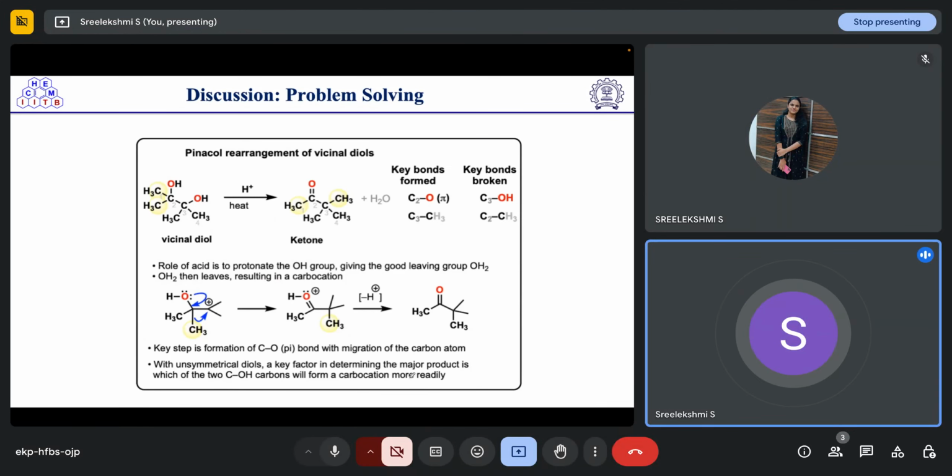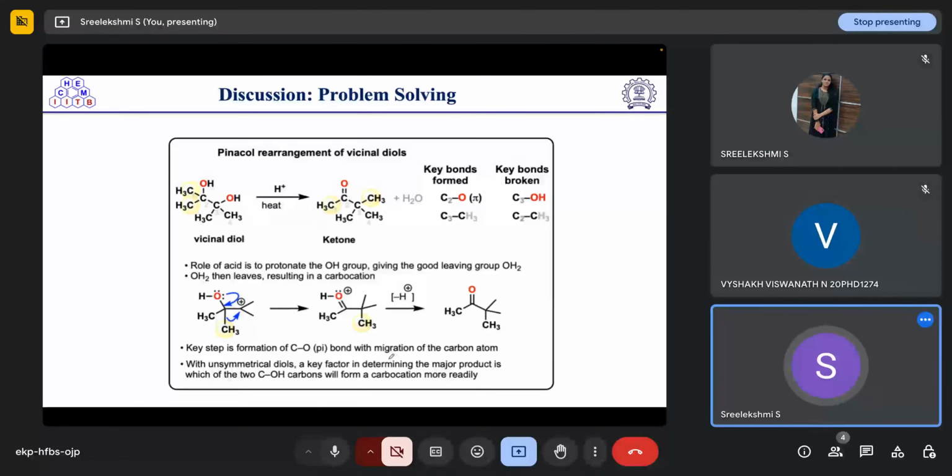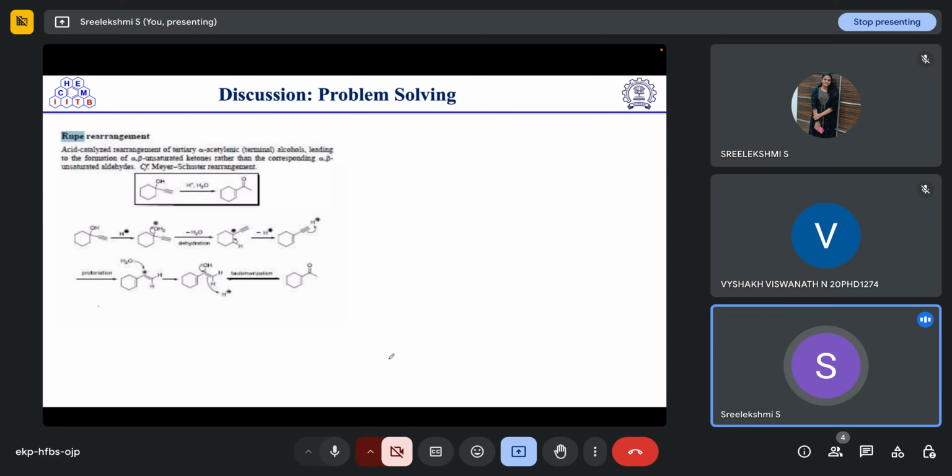Okay, so those were two rearrangement reactions. Now we will be seeing some rearrangement reactions of halogen, oxygen, sulfur, and nitrogen containing centers. That was basically involved in lecture 2, and now we will be seeing some reactions from lecture 3, that is, the rearrangement of halogen, oxygen, sulfur, and nitrogen containing centers.